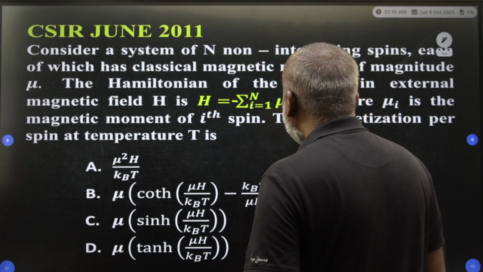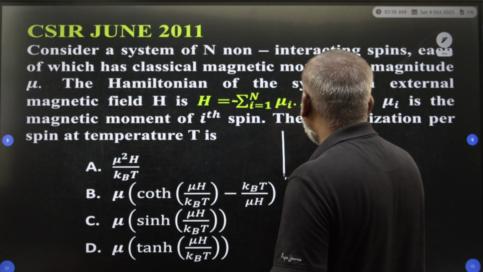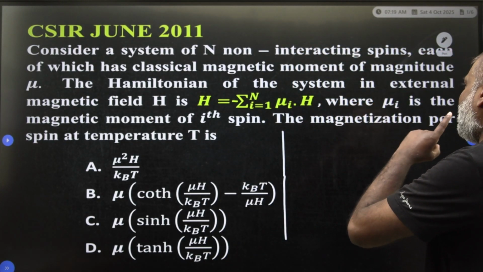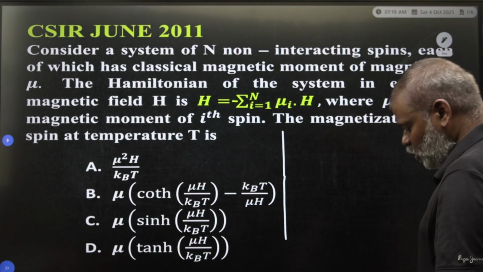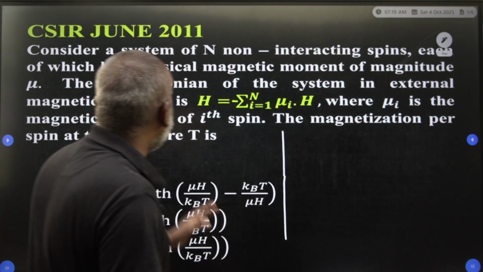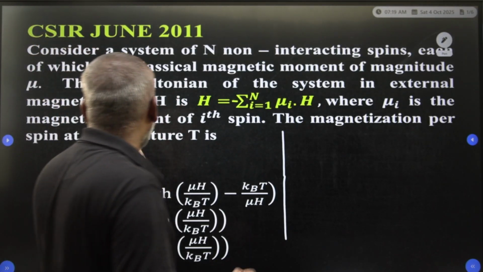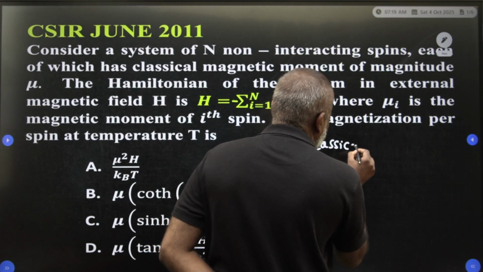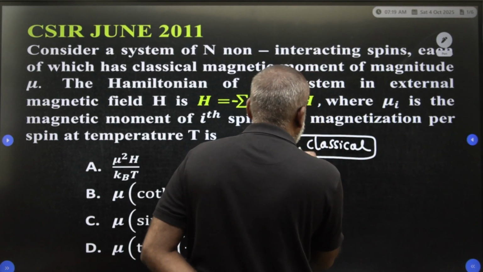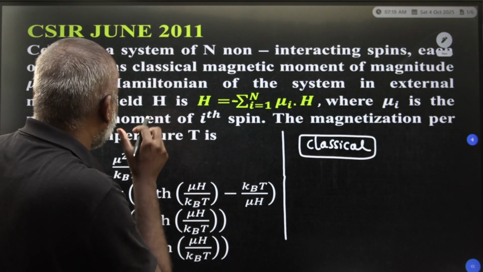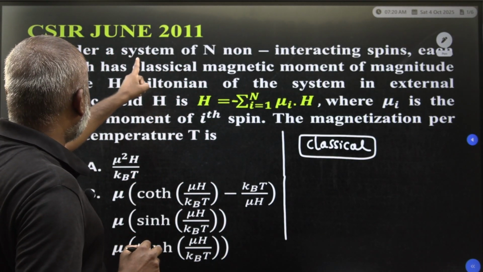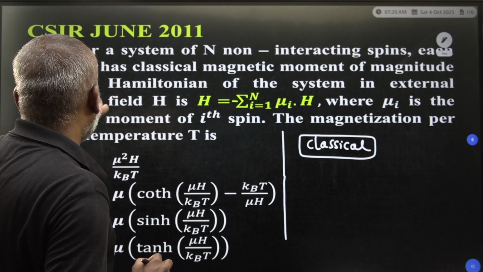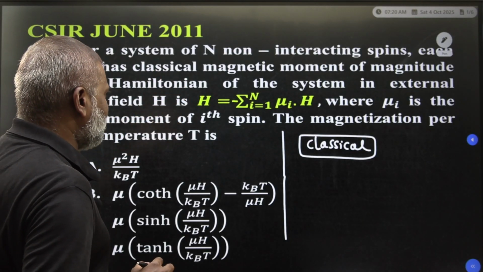Consider a system of n non-interacting spins, each of which has a classical magnetic moment of magnitude mu. So that is a classical magnetic moment of magnitude mu. So that system is a classical system. Clear? Based on that sentence, we have to observe that the system is a classical system.